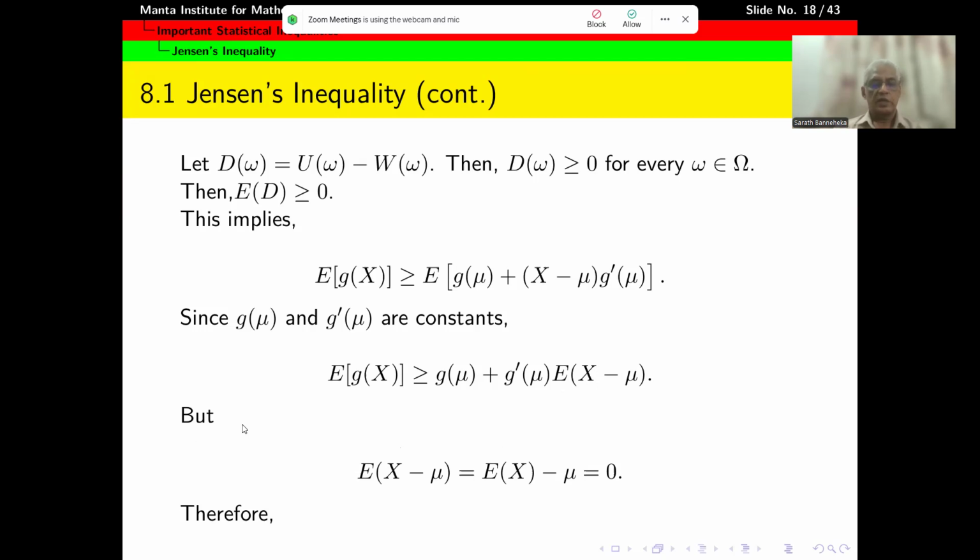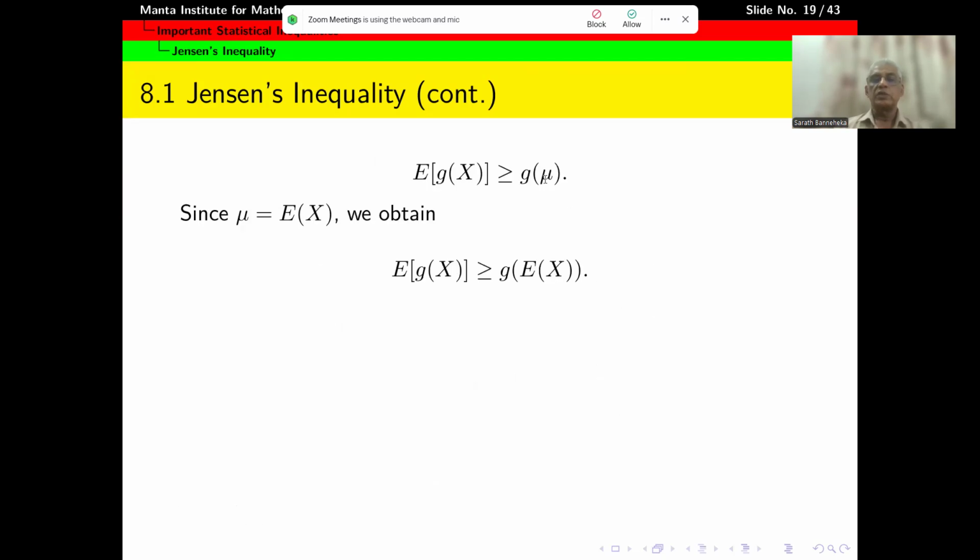Therefore, you will see that this thing is greater than or equal to g of mu. Expected value of g of x is greater than or equal to g of mu, but mu is equal to the expected value of x. So therefore, you get this expression: expected value of g evaluated at the random variable x is greater than or equal to g evaluated at the expected value of x.